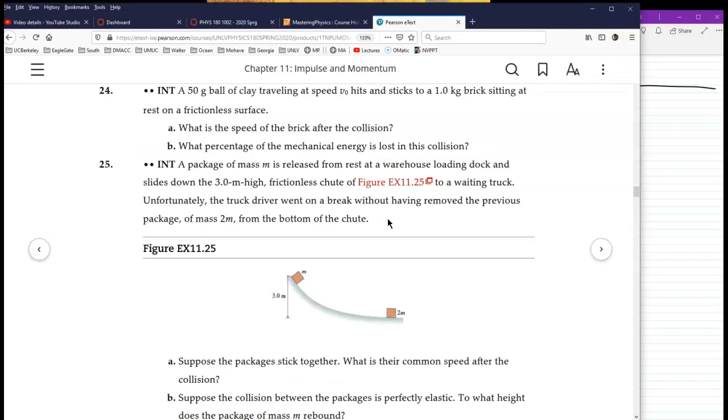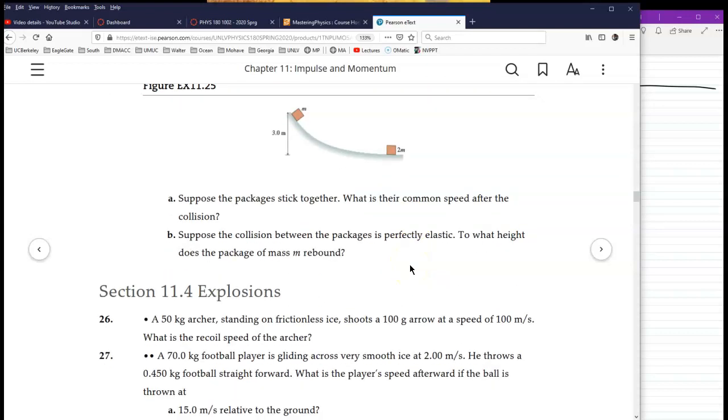It says, a package of mass small m is released from rest at the warehouse loading dock and slides down a 3-meter high frictionless chute to a waiting truck. The truck is down here. Unfortunately, the truck driver went on a break without having removed the previous package of mass 2m from the bottom of the chute. There are parts A and B. A is easy. B is a little bit tough for some of you.